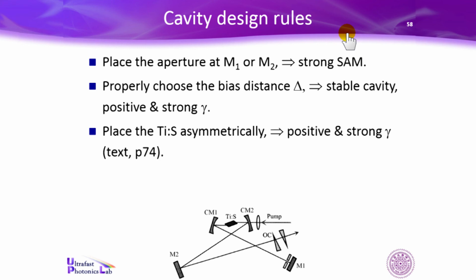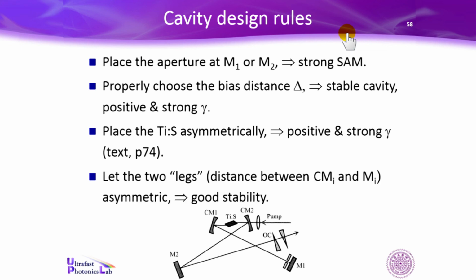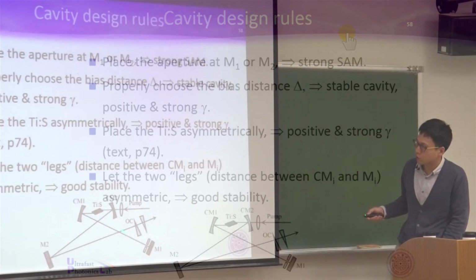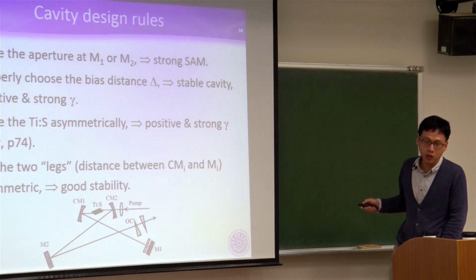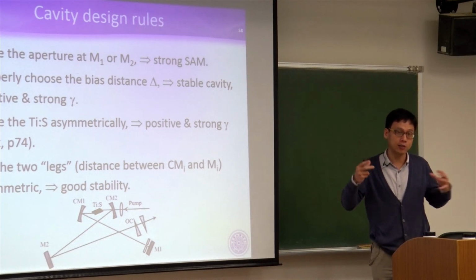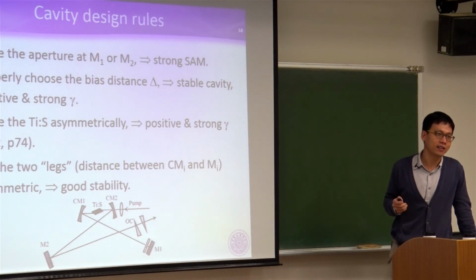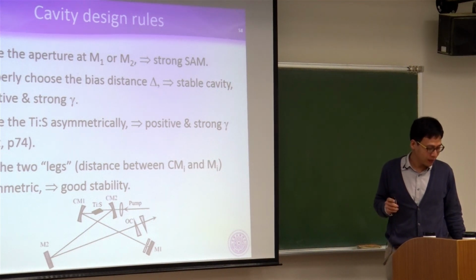Third, you have to place the disulfide crystal rod asymmetrically, 不可以放在正中间 such that you have positive and strong SAM. And finally, you let the two legs asymmetric. 什么叫两条腿？就是这个距离 CM1 到 M1 的距离是第一个 leg，CM2 到 M2 的距离是第二个 leg。这两个距离要不相等，such that you have an asymmetric cavity. Okay, to get good stability, according to our previous slides.